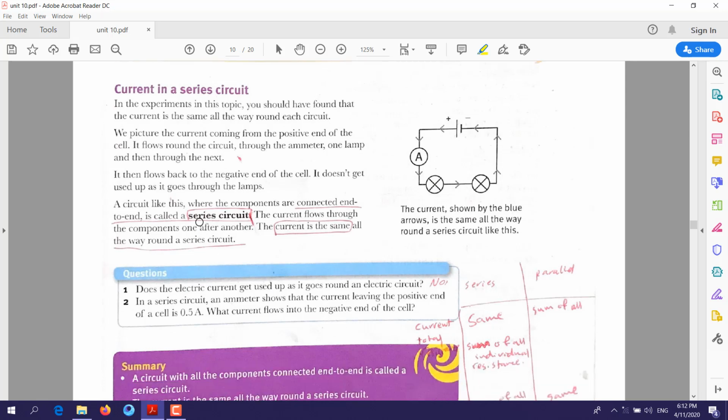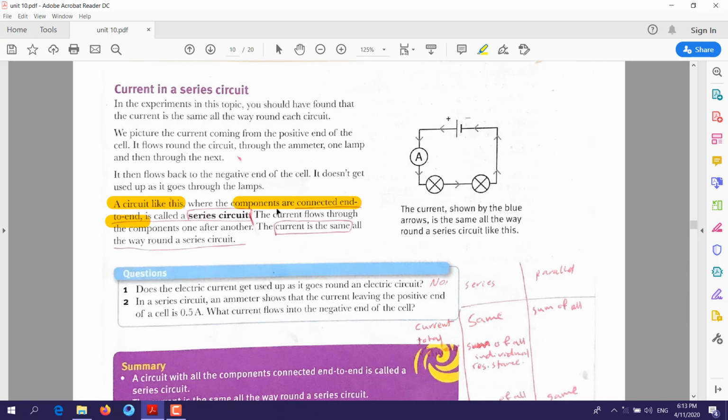Here in a series circuit, like this, we mean by it that the components are connected end to end. This is the first component, the second component, and they are connected with each other end to end. Their ends are connected with each other.